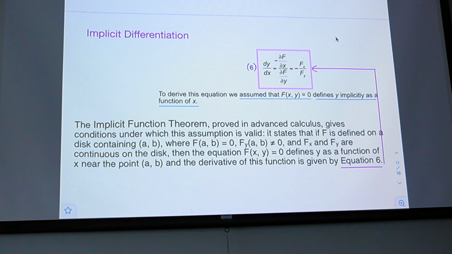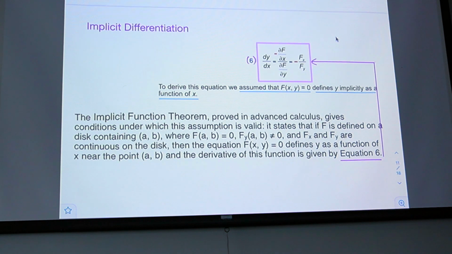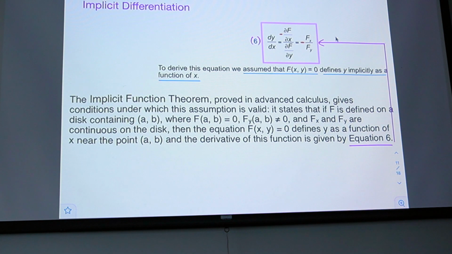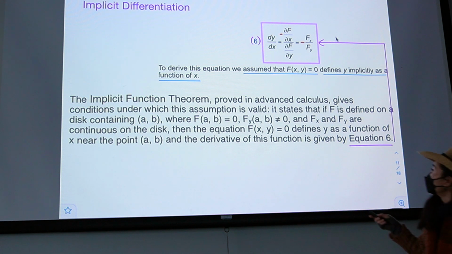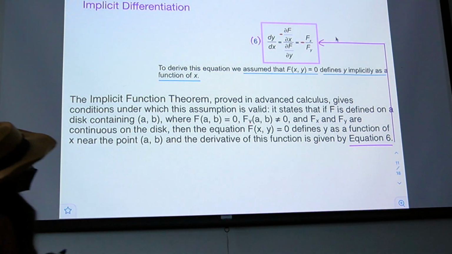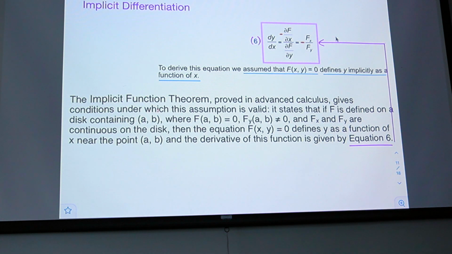Now, remember that was equation 6, right? So this time, to find dy/dx, we can write it this way: negative partial fx over partial fy. This is the formula, as proven in advanced calculus, and it gives the condition under which this assumption is valid.